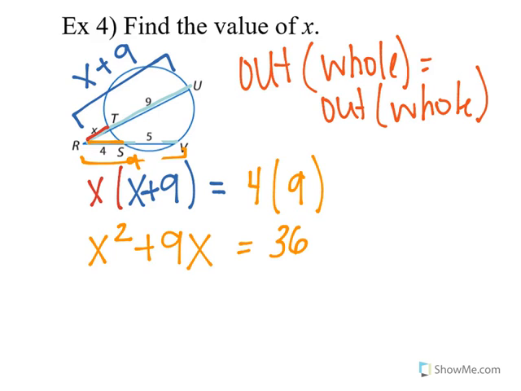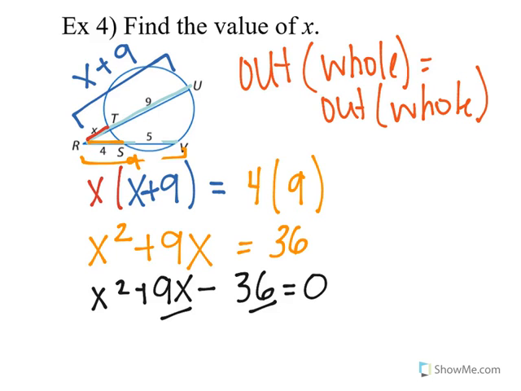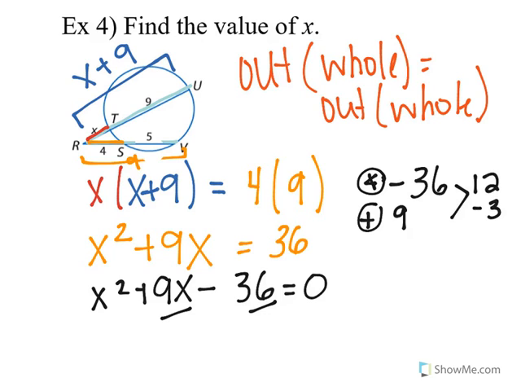Now here, the x squared doesn't cancel with anything. So you have to get one side equal to 0, move the 36 over, and factor. So we want factors of negative 36 that add to 9. They multiply to negative 36, and they have to add to 9. The ones that scream at me are positive 12 and negative 3. They multiply to negative 36, they add to positive 9.